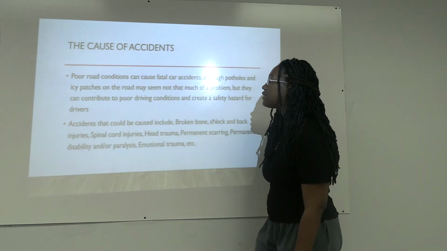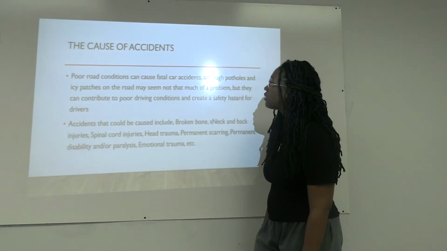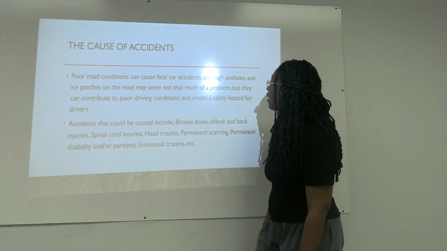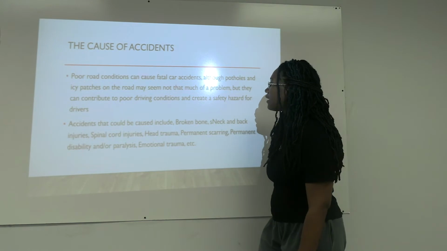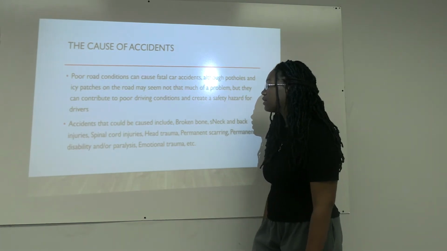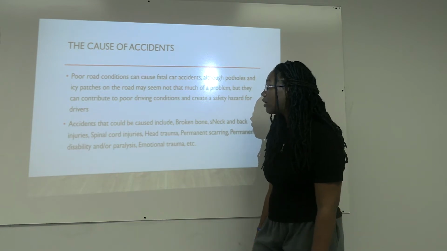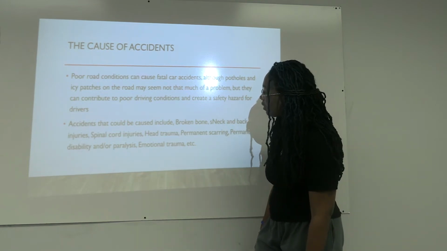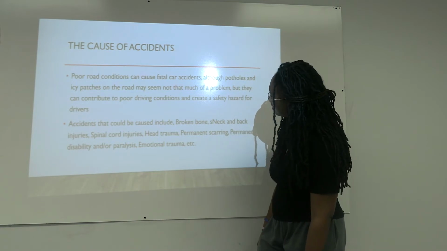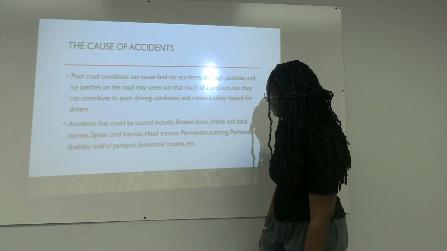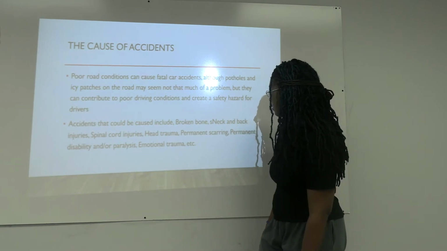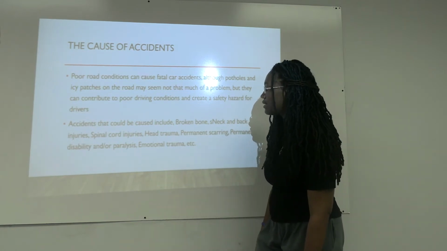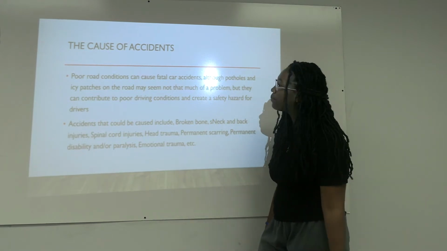The cause of accidents. Poor road conditions can cause fatal car accidents. Although potholes and icy patches on the road may not seem that much of a problem, they can contribute to poor driving conditions and create safety hazards for drivers. Injuries that could be caused in accidents include broken bones, neck and back injuries, spinal cord injuries, head trauma, permanent scarring, permanent disability and/or paralysis, and emotional trauma, etc.